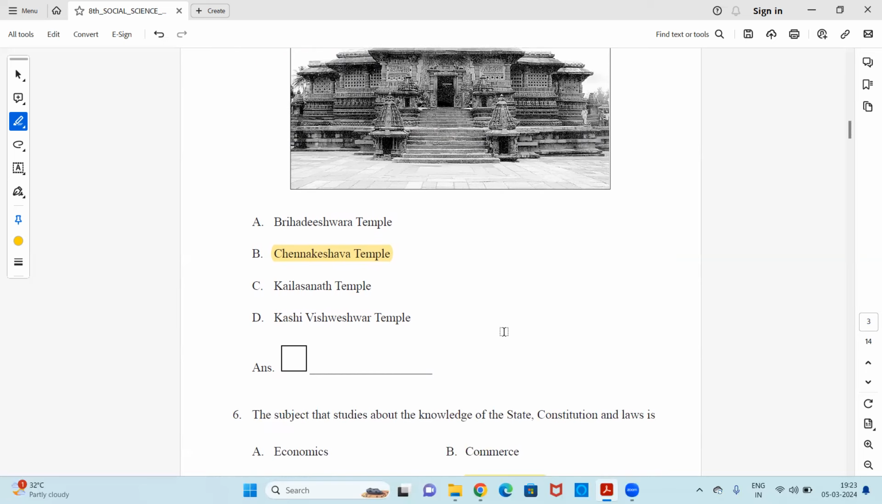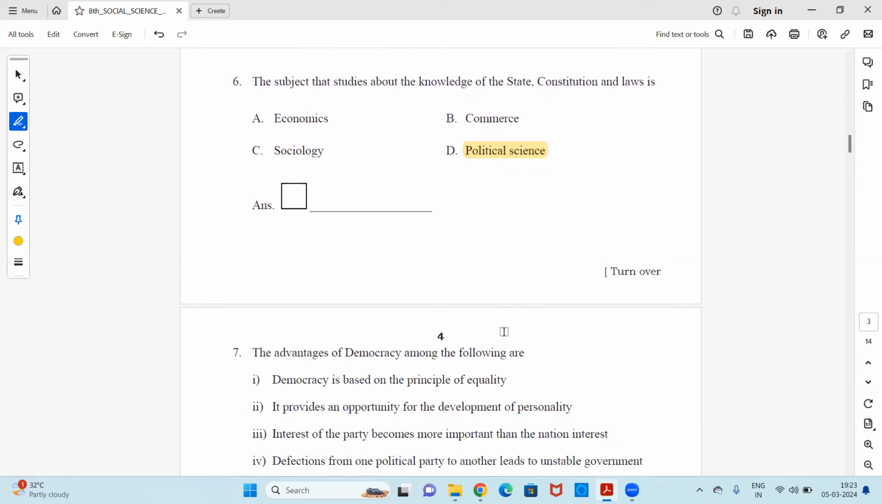Okay, moving to the next, sixth question. The subject that studies the knowledge of the state, constitution, and laws is dash. Is it economics, commerce, sociology, or political science? The answer is option D, political science.